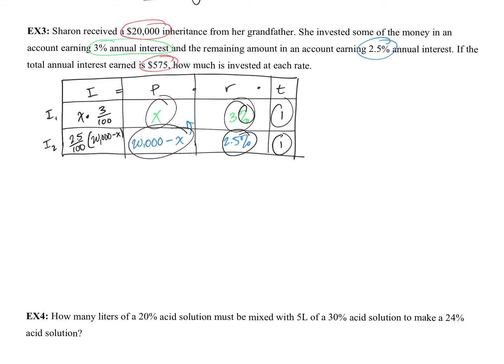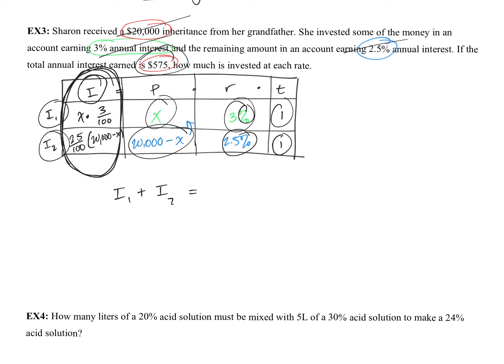All right. The last box you fill in is basically always going to be the one that you use to write your equation. So this is the last one we filled in. And what information have we not used yet? We've used this, this, and this. We just haven't used her total interest. Well, we can use that. Why? Because this is the interest from the first one, and that is the interest from the second one. So we know that interest 1 plus the interest from the second account should end up equaling $575. Well, the interest from the first one is X times 3 over 100, plus the interest from the second one, which is 2.5 over 100 times 20,000 minus X.